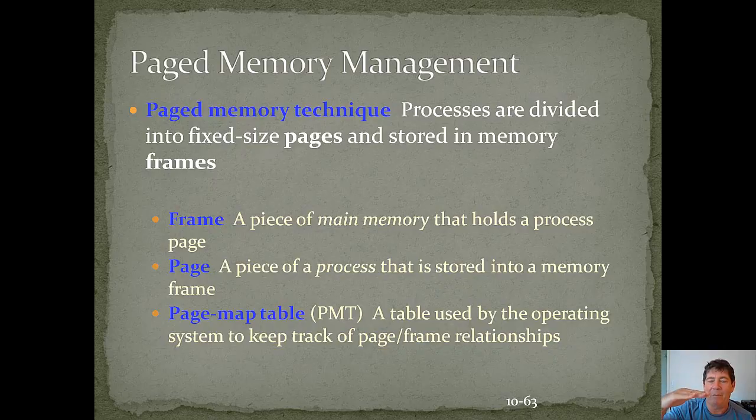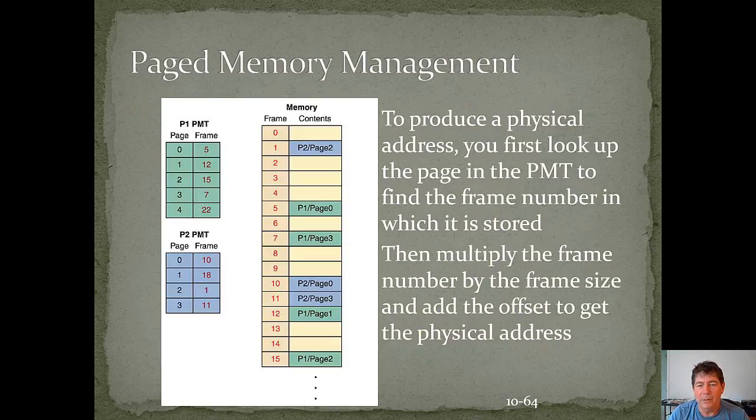That way you don't have to have this monolithic block for a single process. You could have some pieces here, some pieces here, some pieces here, and the page map table is pointing to wherever those pieces happen to be. So this is a diagram showing you how the portions of an application can actually be split up into memory.